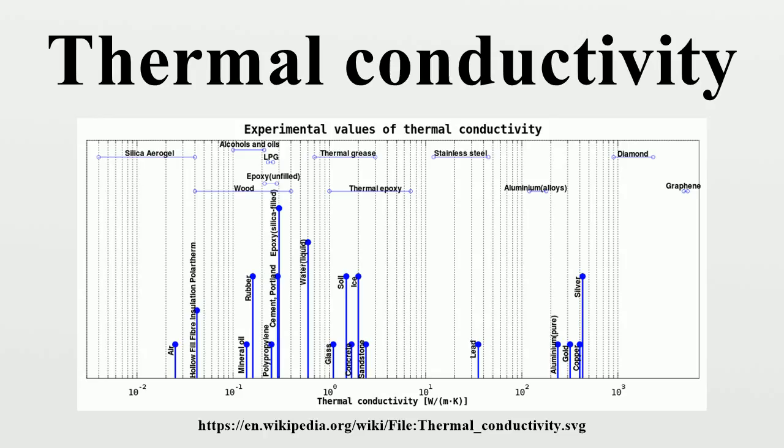Chemical phase. When a material undergoes a phase change from solid to liquid or from liquid to gas, the thermal conductivity may change. An example of this would be the change in thermal conductivity that occurs when ice at 0 degrees Celsius melts to form liquid water at 0 degrees Celsius.